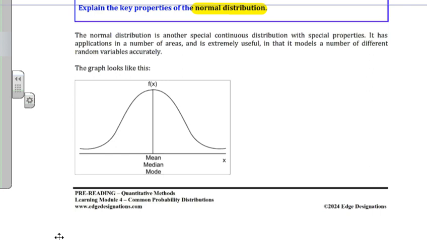CFA Level 1 pre-reading, Quantitative Methods, Learning Module 4: Common Probability Distributions. We continue onwards as promised from video 1 with more and more distributions.